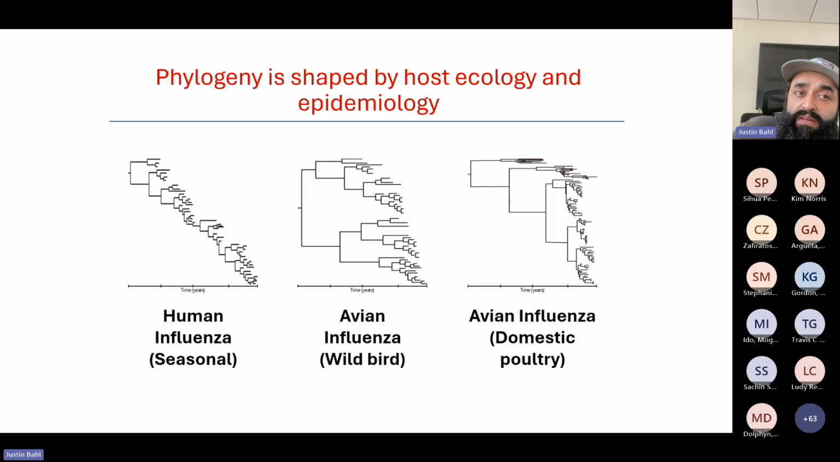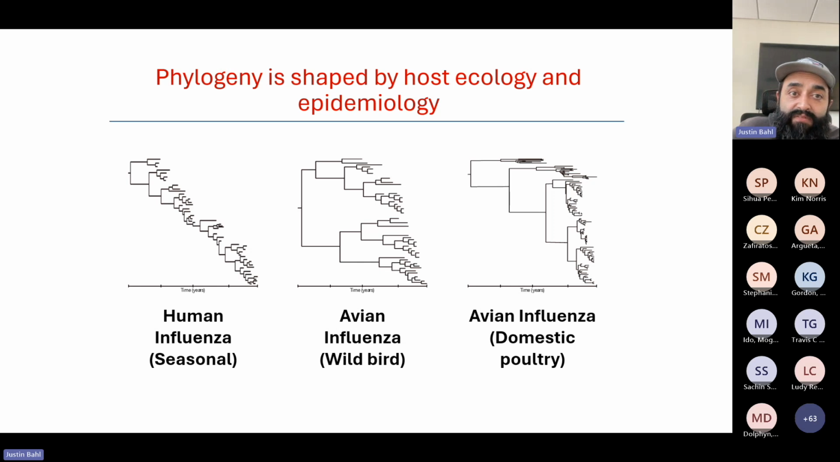Okay, so with human influenza, we only have to go back 1 to 2 years to find a common ancestor, and this is for viruses that are circulating all over the world. With avian influenza H3, we have to go back to about the 1850s to find a common ancestor.